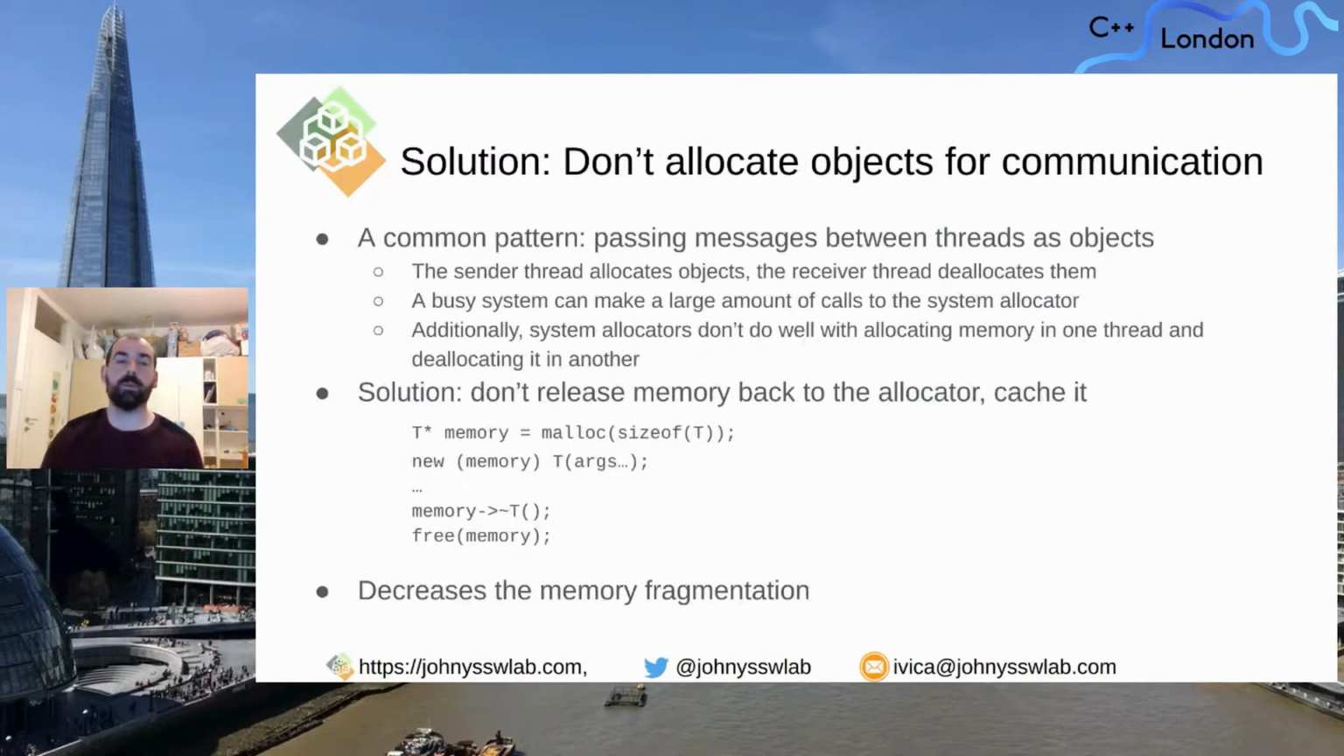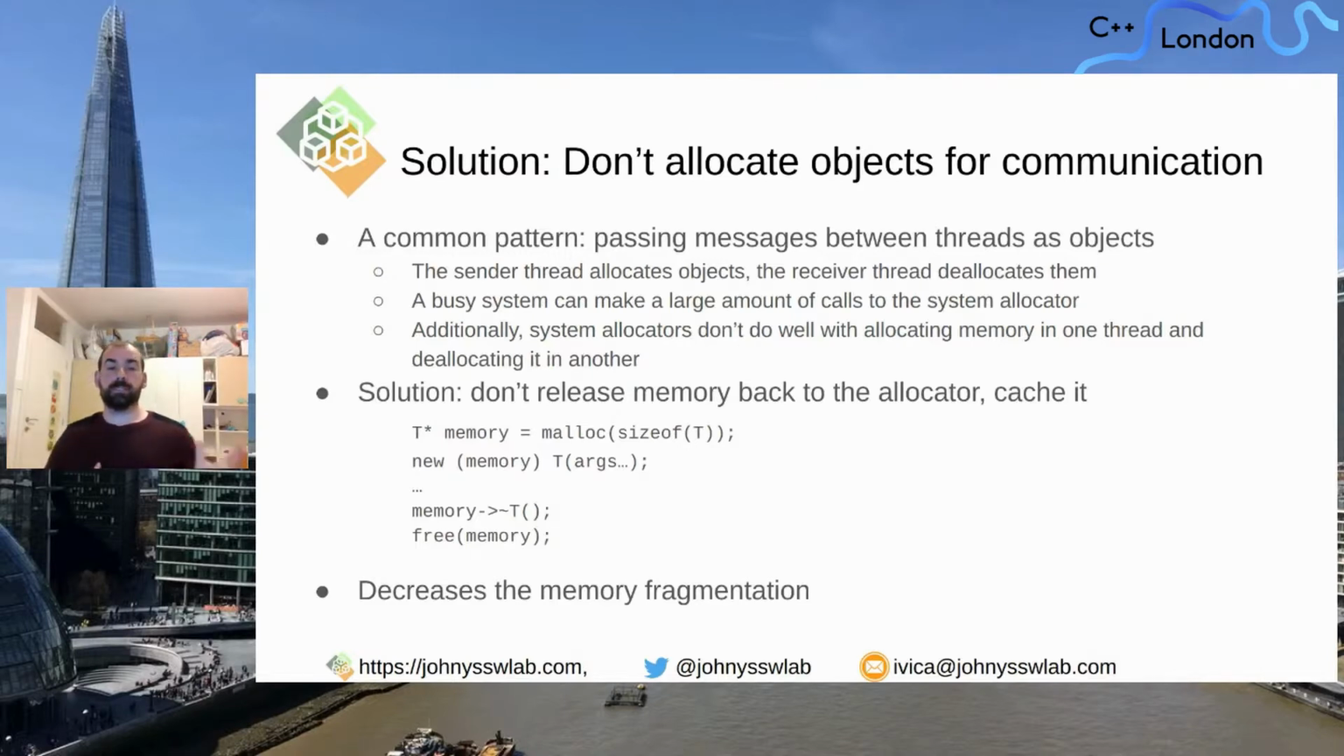Okay, one of the solutions is not to allocate objects for communication. There's a common pattern where you have two threads that are passing objects as messages. One is allocating and creating the object, and the other one is destroying it. So the sender thread allocates the object, the receiver thread deallocates it. In a busy system, this can make a large number of calls to the system allocator and can create a lot of memory fragmentation.